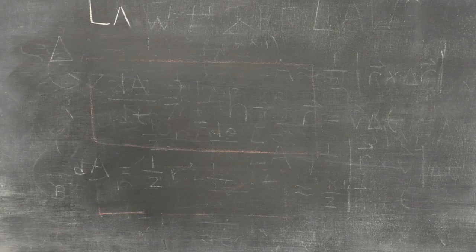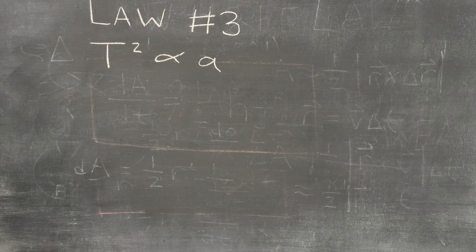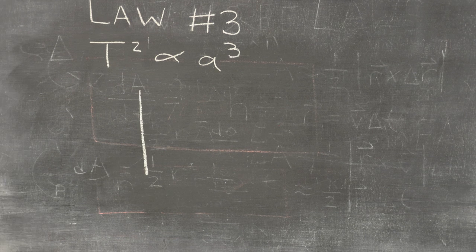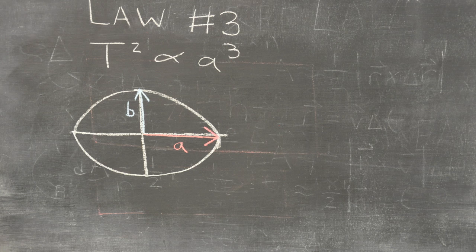All right, now let's move on to Kepler's third law, the law of harmonies. Remember that this particular law states that the orbital period of a planet squared is directly proportional to the semi-major axis of the orbit cubed. First, let's visualize the period and semi-major axis. The period, of course, is easy to see. It is simply the time it takes to orbit once around the entire ellipse. And the semi-major axis can be seen represented by a, where b is the semi-minor axis.